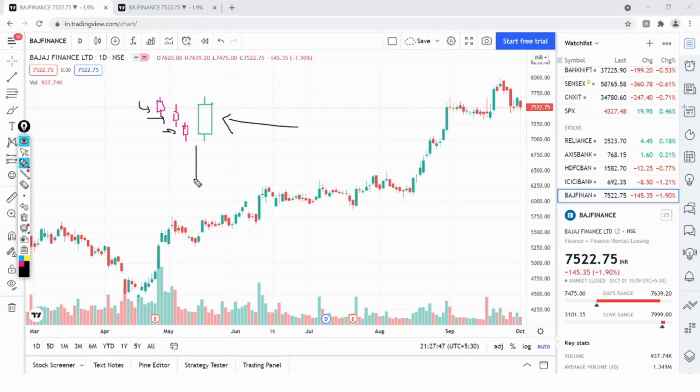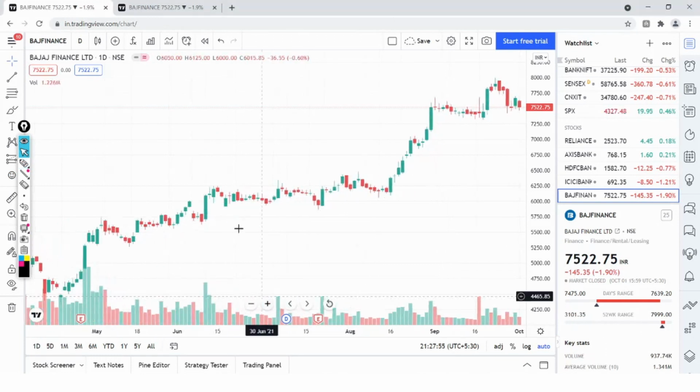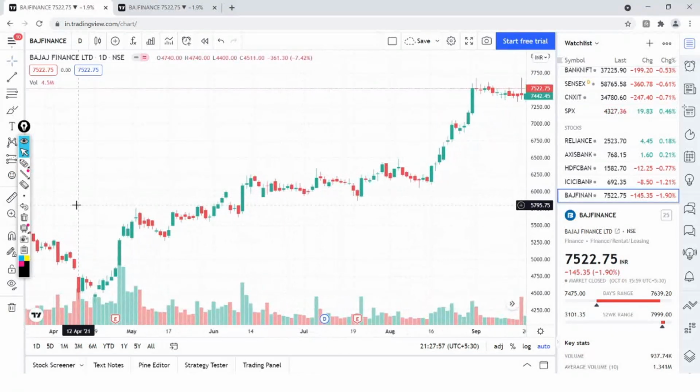I'm just applying the same thing in these places where the price was consolidating. Let's look one by one. Let me zoom in and show you this. This was the first attempt where the sellers tried to push the price down. Look at the time span taken by the sellers: 2, 4, 6, 8 trading sessions to push the price from this point till here.